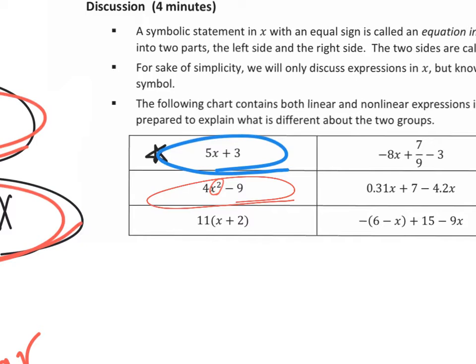Next, we have 11(x + 2). Now, some of these we're going to have to simplify a little bit in our minds. So if I were to use the distributive property and do 11 times x, I'd get 11x. 11 times 2 is 22, and there is a plus sign in between. So I have 11x plus 22. There are no exponents there, which means this is linear.